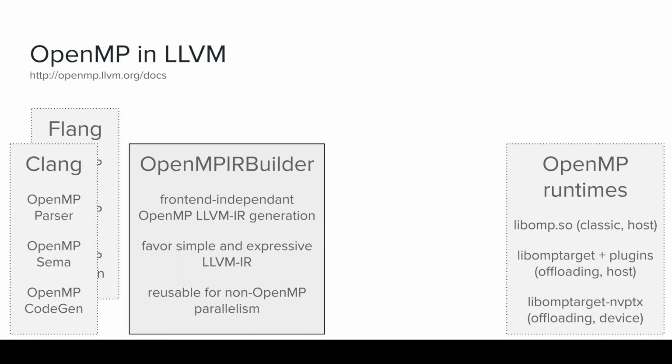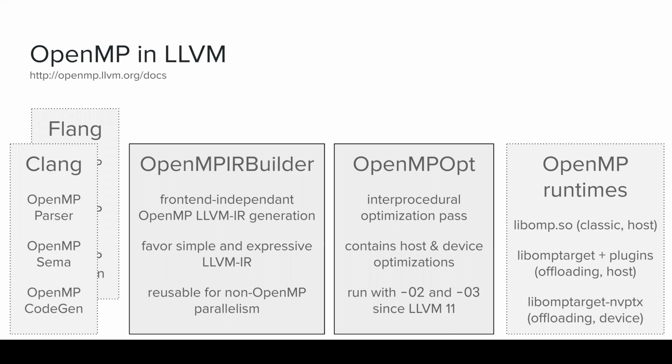That is why especially the code generation part is split out into something that is called the OpenMP IR builder. It's front-end independent, and it favors simple and expressive LLVM-IR that can be analyzed and optimized better. And it's also reusable for non-OpenMP parallelism. That is either OpenACC, but also if you come from a different language that doesn't have OpenMP, you can still piggyback on the OpenMP runtime and optimizations.